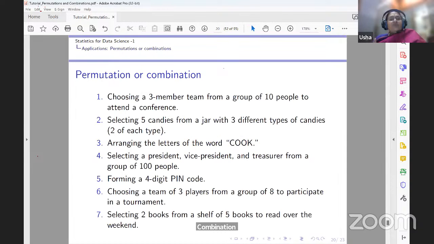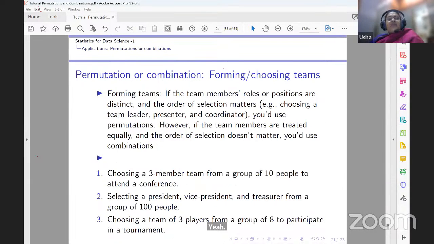Okay. Now let's look at forming or choosing a team. If team member roles or positions are distinct, you'll always use permutation. So you'll have variations of these questions. They'll say team leader, presenter, coordinator, or this one.